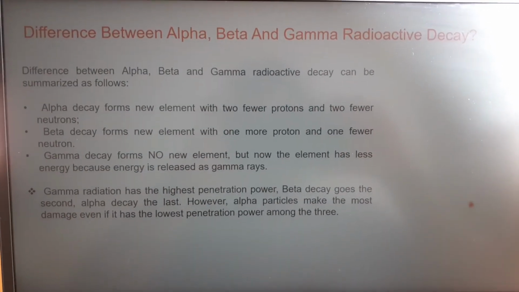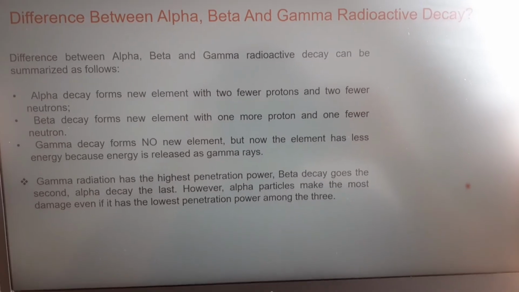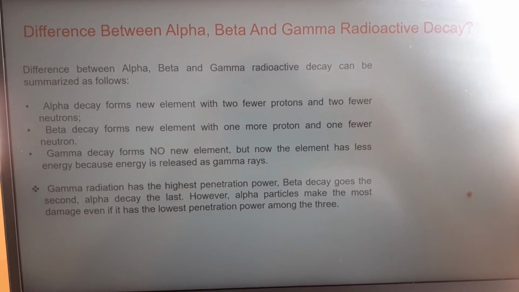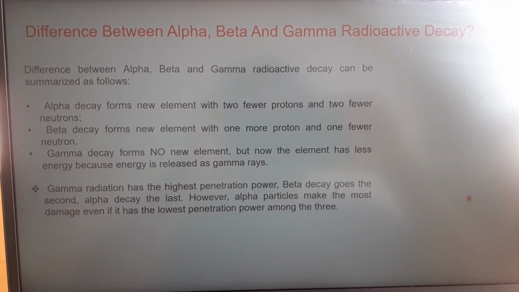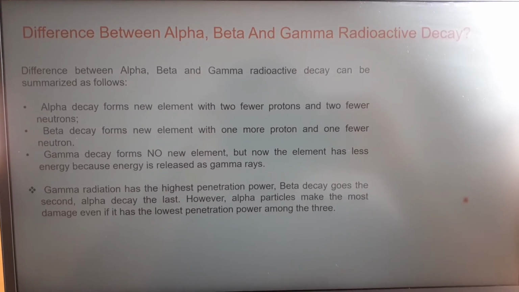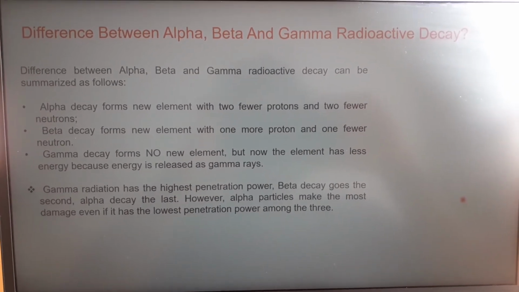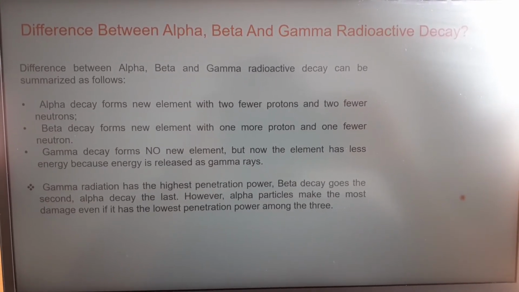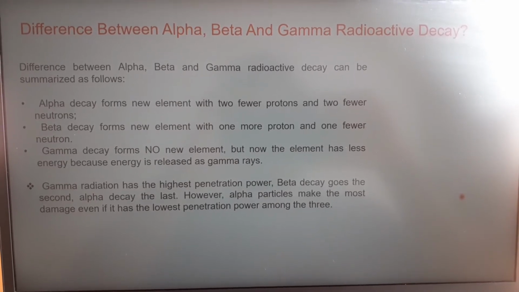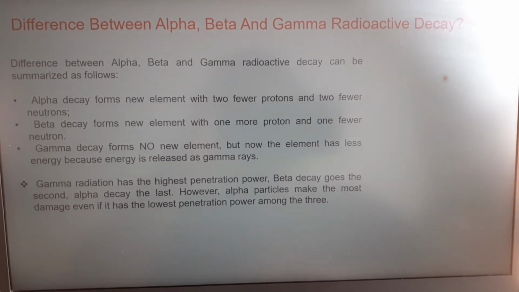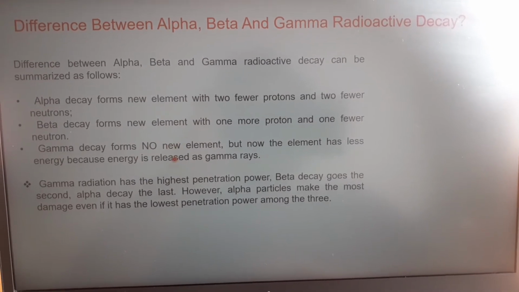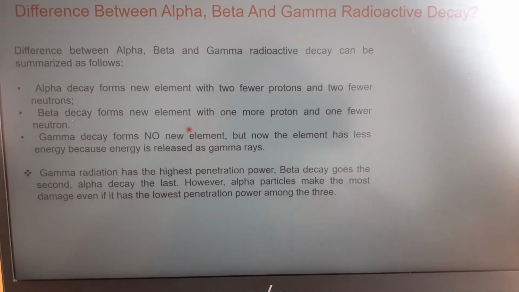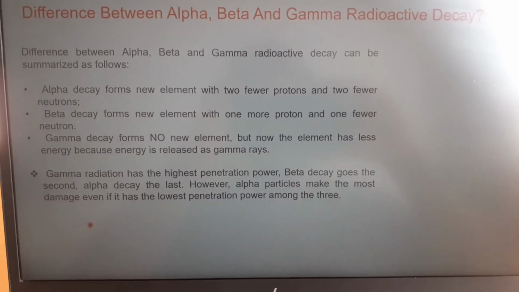The difference between alpha, beta, and gamma radioactive decay can be summarized as follows. Alpha decay forms a new element with 2 fewer protons and 2 fewer neutrons. Beta decay forms a new element with 1 more proton and 1 fewer neutron, whereas gamma decay forms no new element. You have to remember, when gamma decay is emitted, no new element comes out, but the element releases higher energy due to gamma decay, because its penetration power is very high.